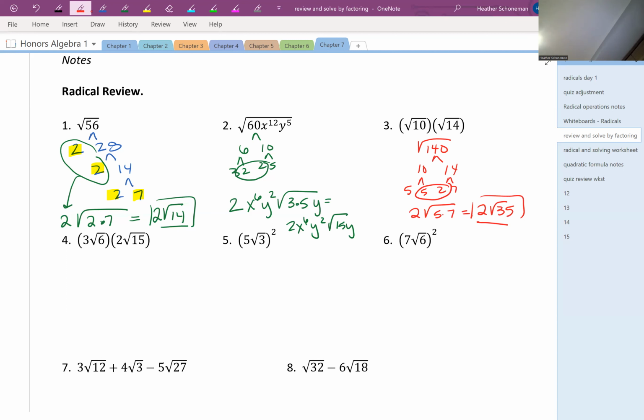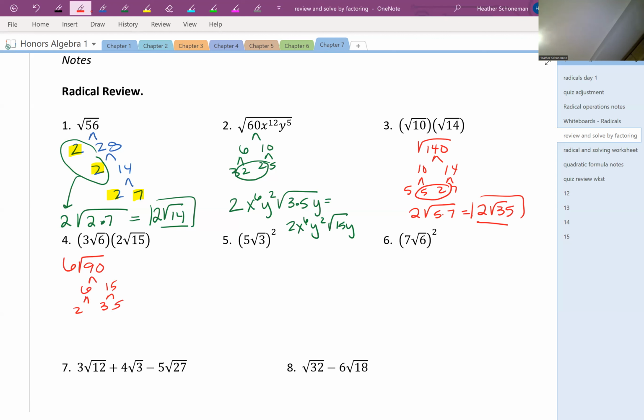Number 4, same thing, but this time we've got numbers outside, so you can only multiply numbers if they're both outside or both inside. You can't mix and match, so that's going to give us 6 square root, and then inside you take 6 times 15, and we get 90. All right, now we've got to simplify the 90. Well, we know 6 and 15 works.